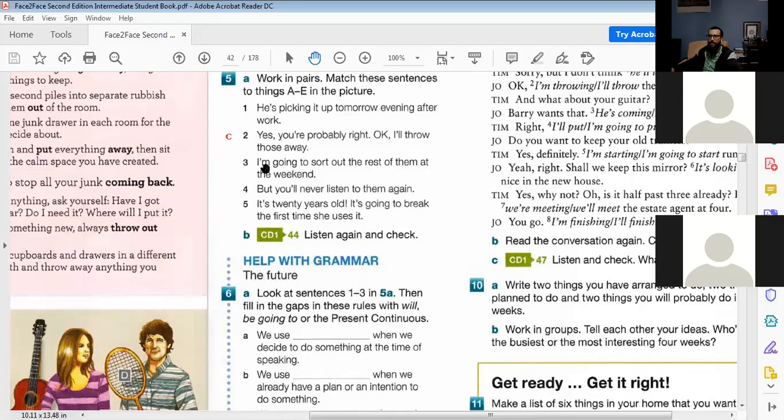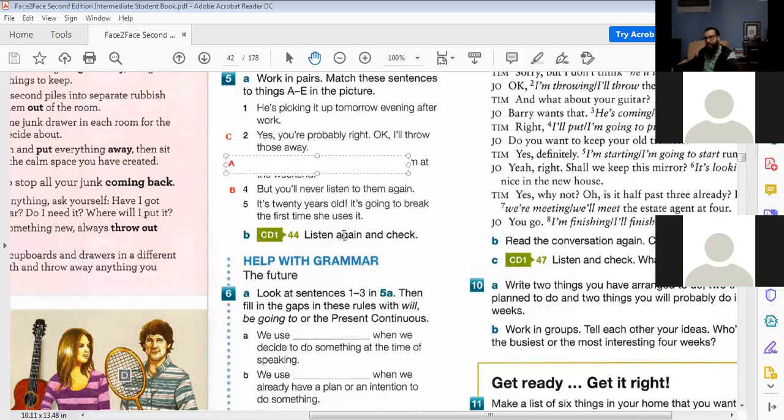But here in number three, he didn't say copy them to the computer. He said, I'm going to sort them. But look at number four. What does it say? But you'll never listen to them again. Yeah, this is the CDs, right? Because number three is the photos.